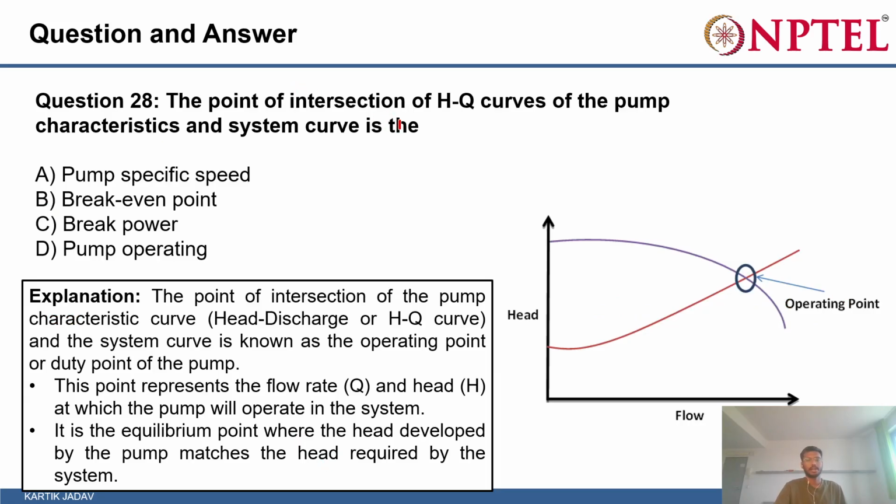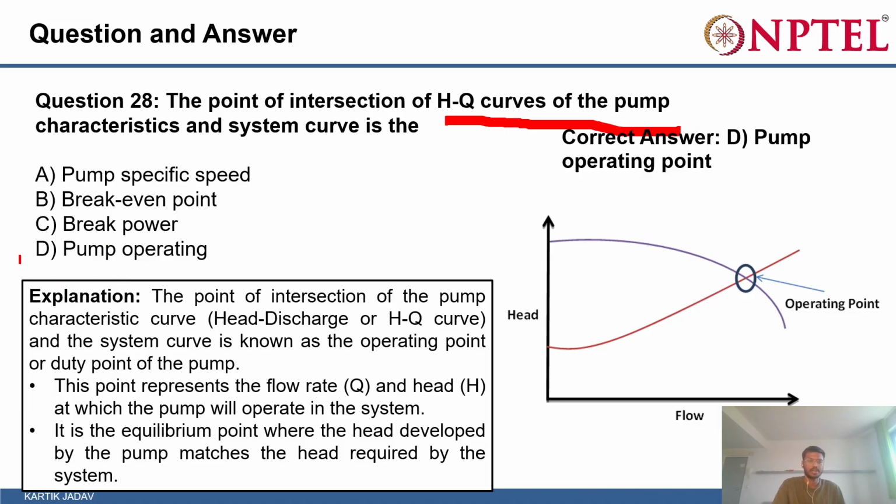The point of intersection of the H and Q curves, the pump characteristic curve and the system curve, is known as the operating point or duty point of the pump. You can see it in head versus discharge. So the intersection of the head-discharge pump characteristic curve and the system curve is known as the pump operating point. So option D is the correct answer.